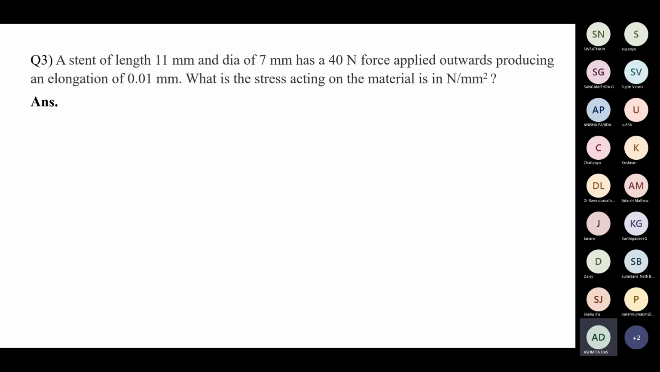Then we find the cross-sectional area of the stent, that is A equals pi r square, as per the formula of the circle. Then 38.46 mm square, that is pi into 3.5 whole square. Then as per the question, the force is given as 40 Newton. The stress comes as 40 divided by 38.46, that is F by A. So that comes as 1.04 Newton per millimeter square, or 1.039 Newton per millimeter square.